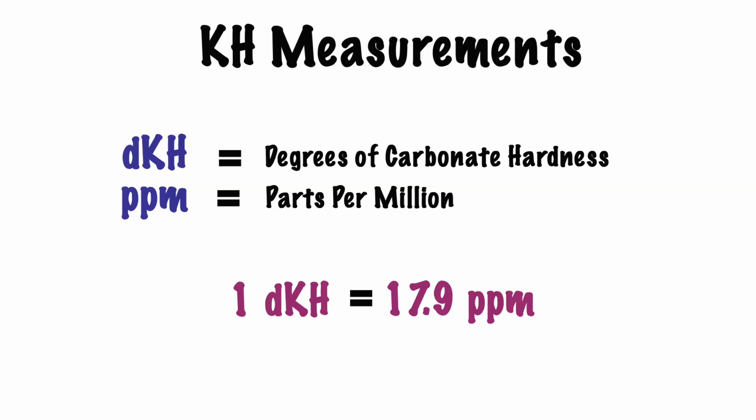And the way to do this is to test the KH of your source water. KH stands for carbonate hardness. It's a measure of the number of bicarbonate and carbonate ions in the water. It's usually measured in parts per million, ppm, or in degrees of carbonate hardness, dKH. 1 degree of carbonate hardness is equivalent to 17.9 parts per million.